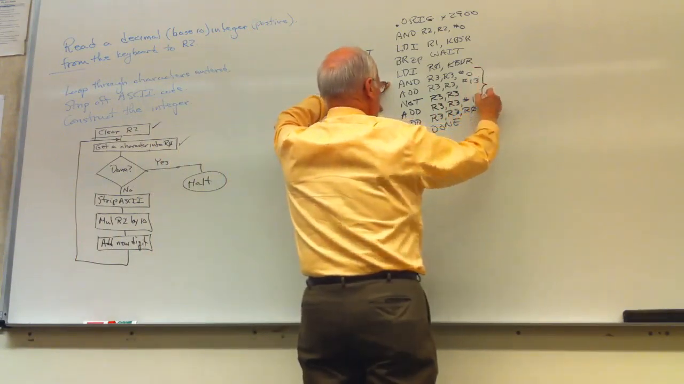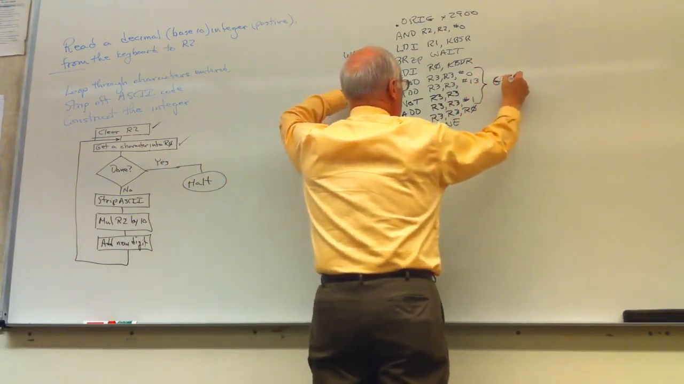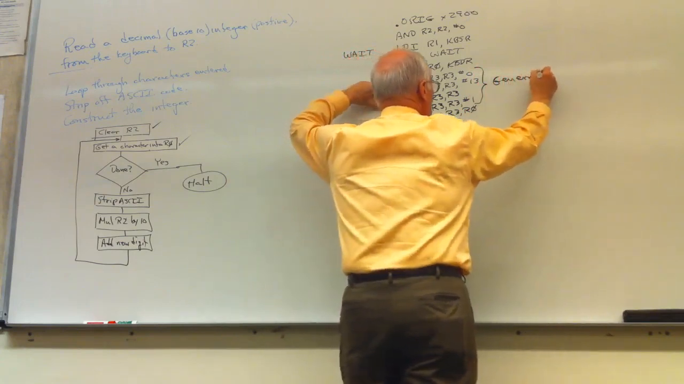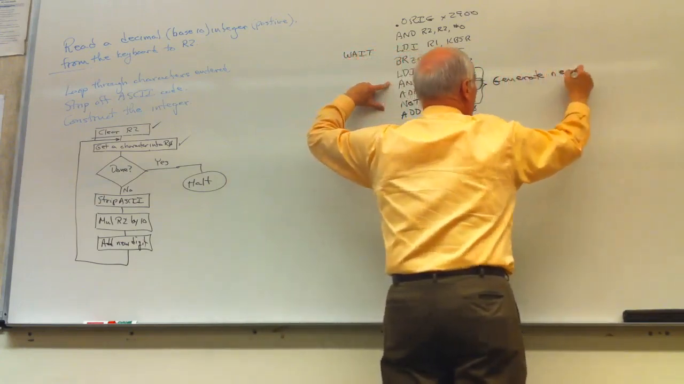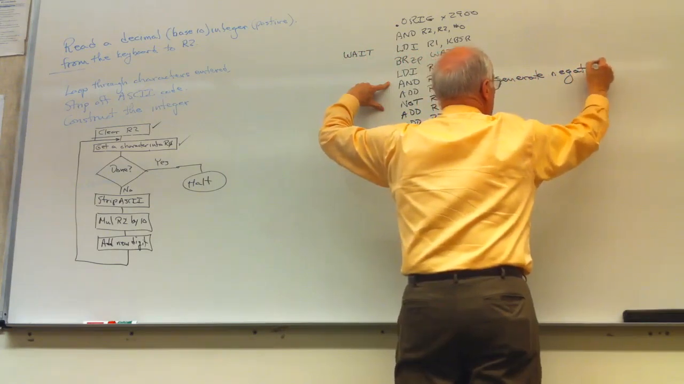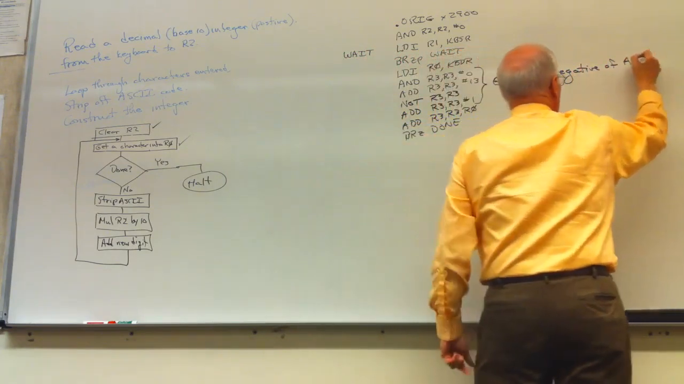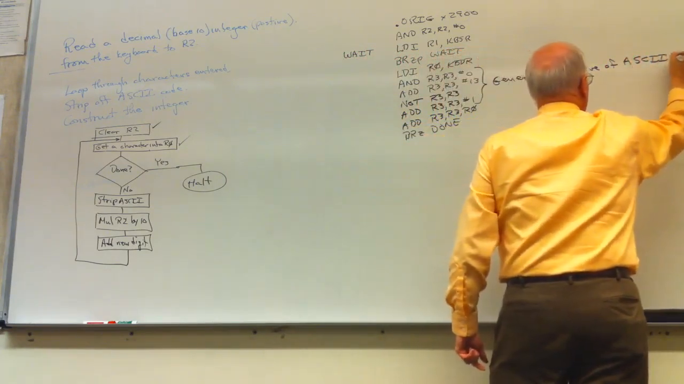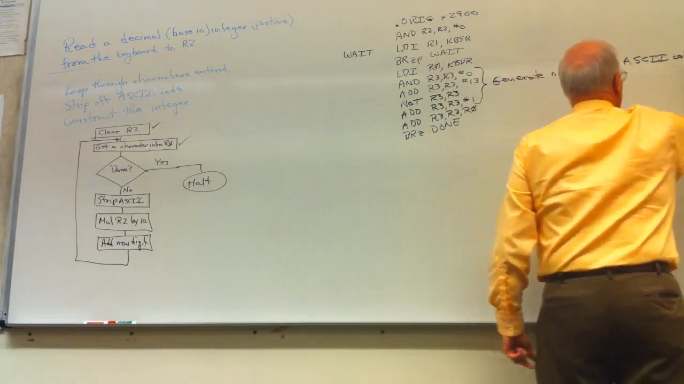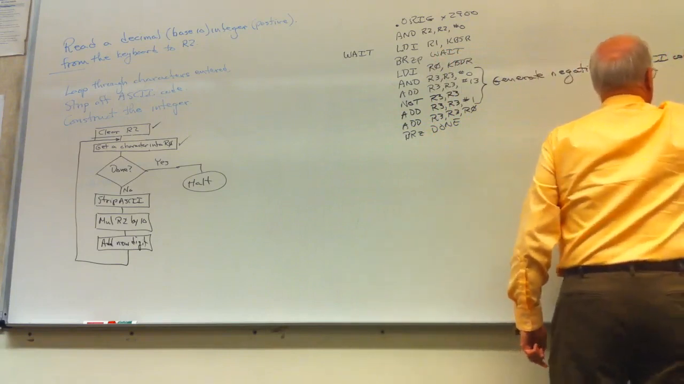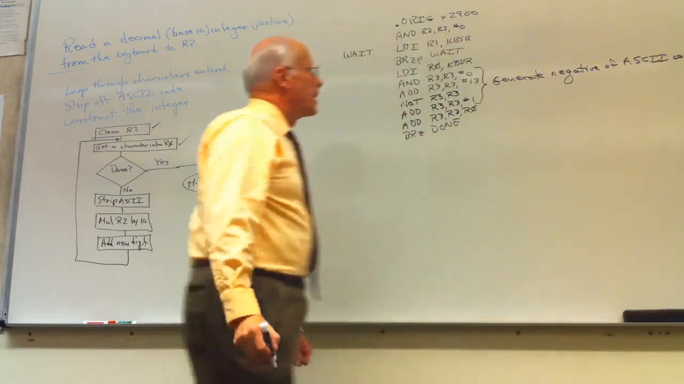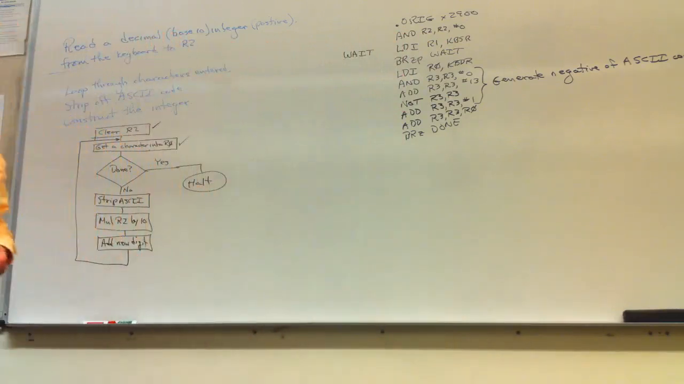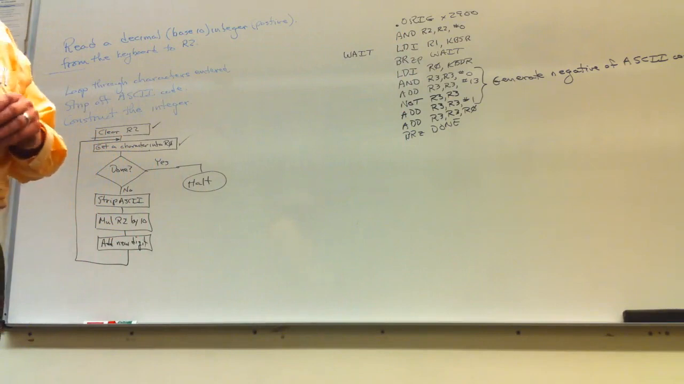All of this stuff down in here is to generate the negative of the ASCII code for a carriage return. Could you just load register 3 with -13? Possibly.